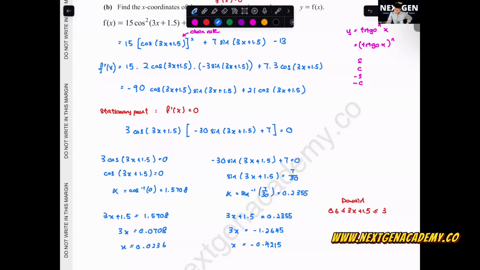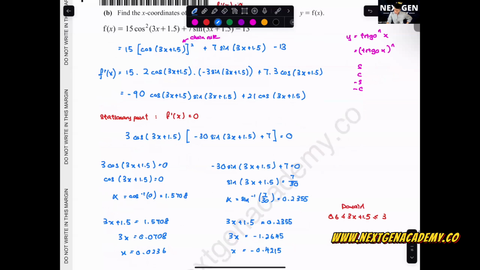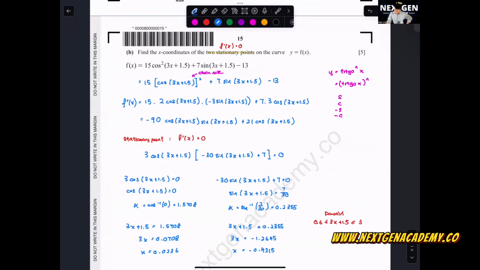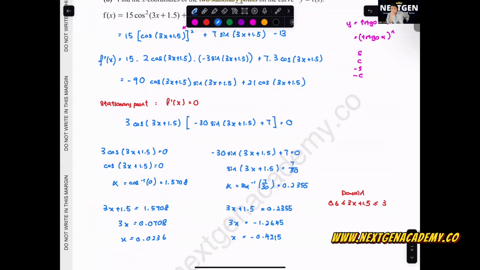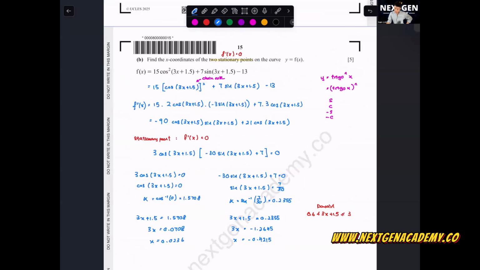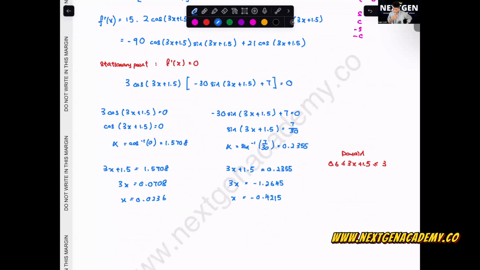Okay, I think this one, let me just double check. Why is this answer wrong? The question asks for the x coordinates of the two stationary points. The mark scheme says x is 0.469. Did I do something wrong? Anyone else got the answer here? 0.469. Let me just see how your workings.